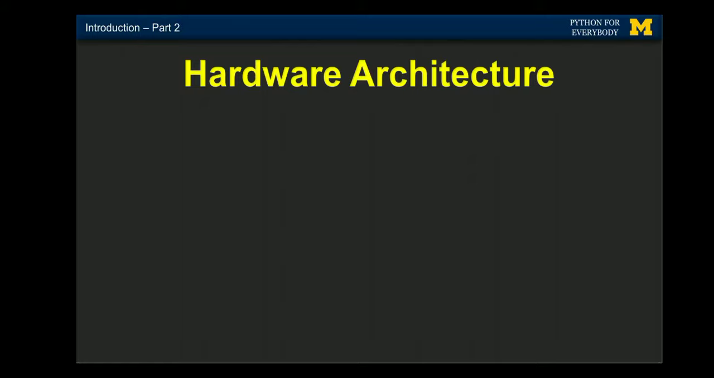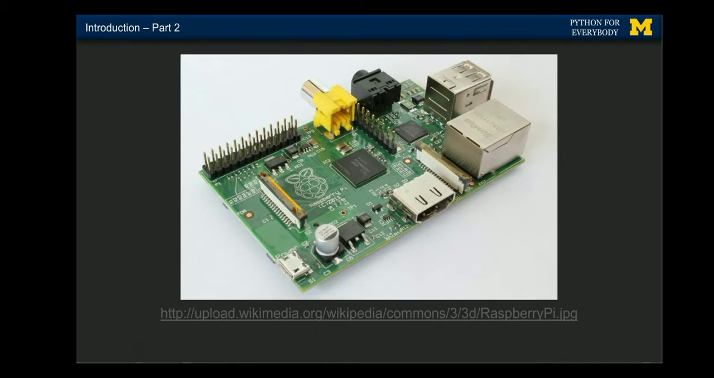Hello everyone, welcome to this course of Python for Everybody, where we are going to discuss the hardware architecture for the basics. What are the basic hardware architectures that we use every day? This is a Raspberry Pi, which is used for many of the circuits for IoT devices, that is, Internet of Things devices.